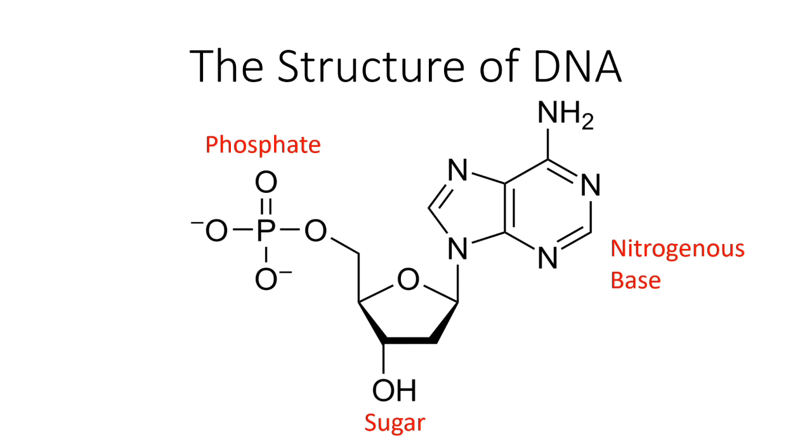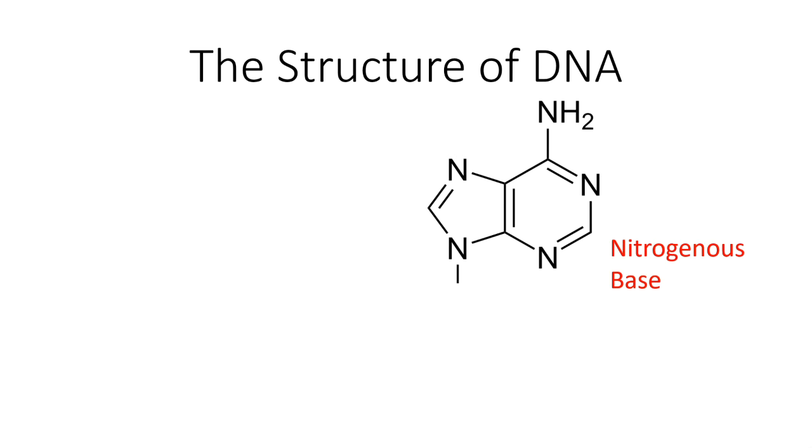To understand the structure of DNA, we should first understand its basic components. DNA is made of a series of nucleotides. Each nucleotide is composed of a sugar, nitrogenous base, and phosphate. Nitrogenous bases are what encodes information in DNA. There are 4 nitrogenous bases: adenine, thymine, guanine, and cytosine.